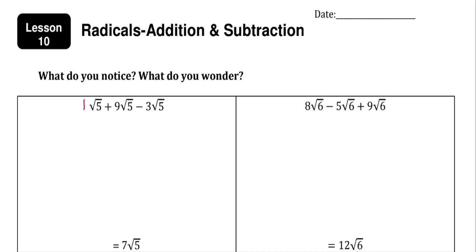There's also something interesting that you might have noticed if you put some numbers in your calculator. For example, if I put in 1 plus 9 minus 3, I get 7. Just ignoring the radicals for a second, I get 7. And if I do that same thing over here, just take these numbers in the front, 8 minus 5 plus 9, what do I get? Check it out for yourself.